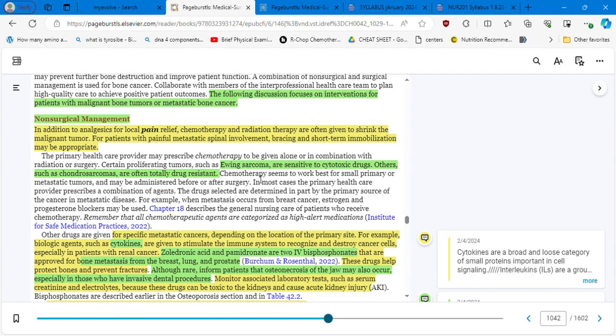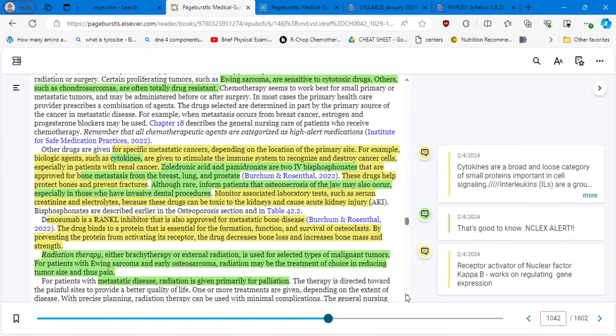So Ewing sarcoma is sensitive to cytotoxic drugs, while others, such as chondrosarcomas, are often totally drug resistant, right?